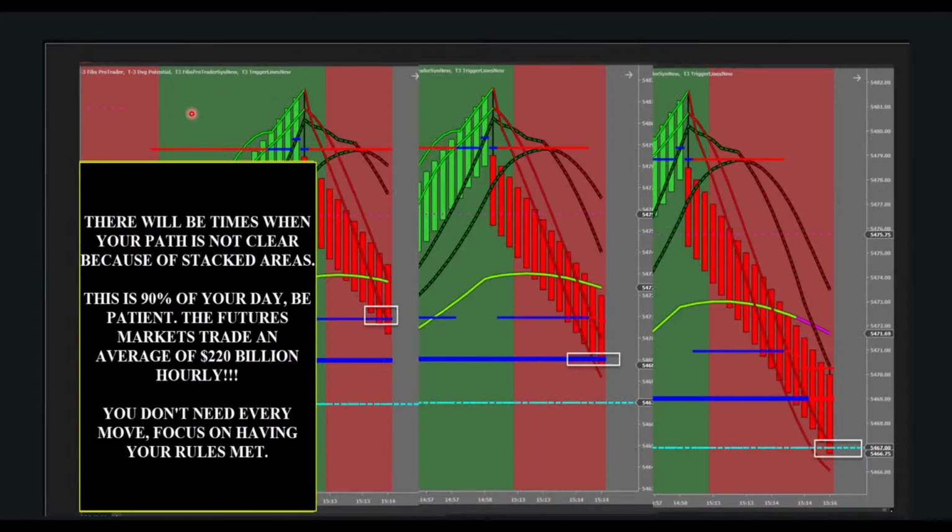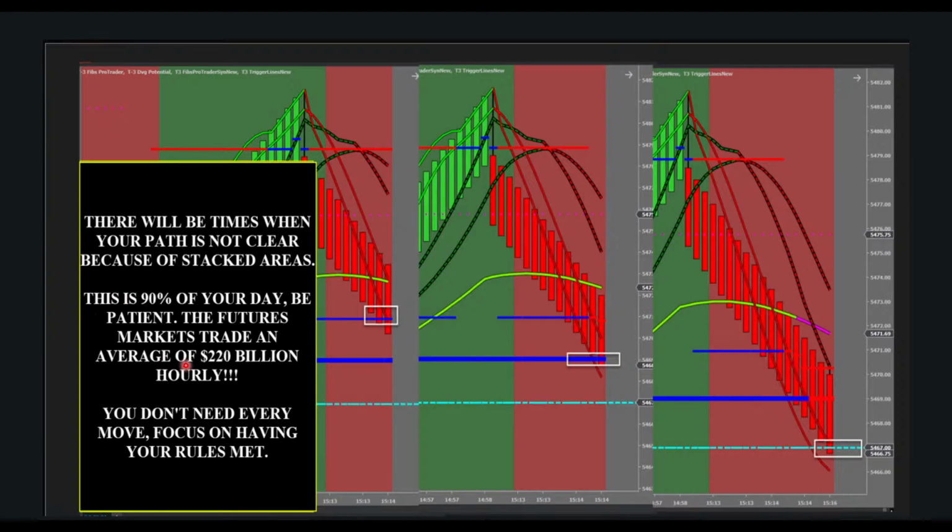Sometimes, most of the time, areas may be stacked. You may be caught in a range. You just can't seem to find that clear path. Guys, this is 90% of your day. And 90% of your day is doing nothing. 90% of your day is sitting on your hands. 90% of your day is playing solitaire off to the side.